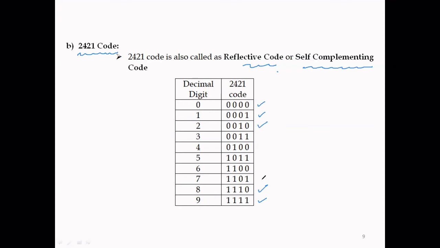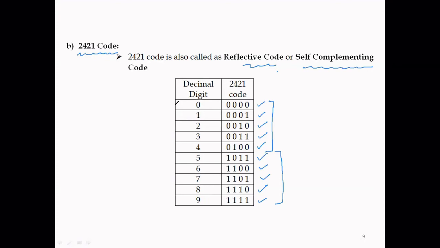If you take the 1's complement, we'll get 7, 1, 1, 0, 1. 3 means 0, 0, 1, 1. If you take 1's complement of this, directly 1, 1, 0, 0, 6 we will get. Now 0, 1, 0, 0. If you take 1's complement, 5 will come. That means it is a reflective code. From here, it is reflected. Self-complementing code property will simplify the arithmetic operations.